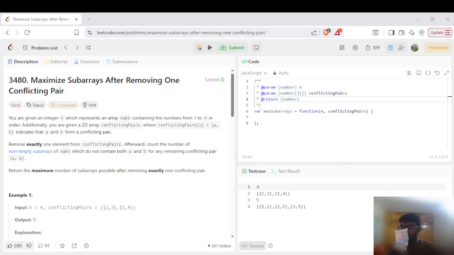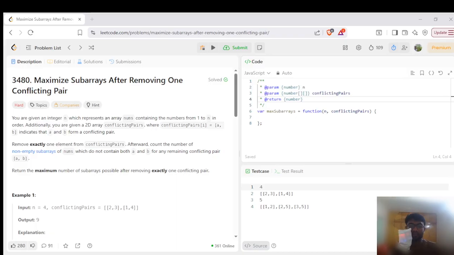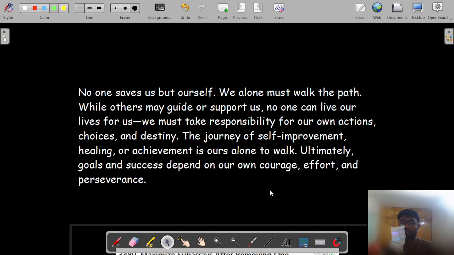Before starting this problem, we shall have a small motivational quote. No one saves us but ourselves. We alone must walk the path, while others may guide or support us. No one can live our lives for us. We must take responsibility for our own actions, choices, and destiny. The journey of self improvement, healing, and achievement is ours alone to walk. Ultimately, goals and success depend on our own courage, effort, and perseverance.